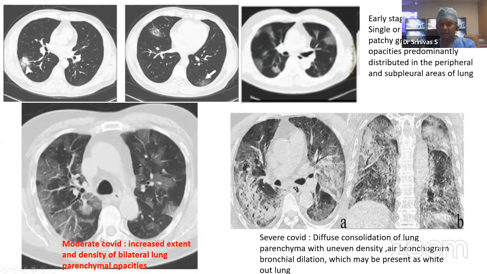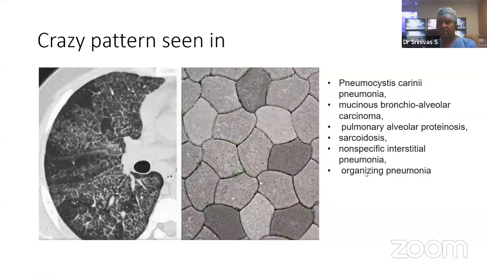When there is moderate COVID, that is the downslide, it shows increased extent and density of the bilateral lung parenchymal opacities, and when this moderate COVID turns into severe COVID, it presents as diffuse consolidation of lung parenchyma with uneven densities, air bronchogram, bronchial dilation, everything leading into a whiteout lung, and this is the severe form of COVID or severe form of ground glass opacification.